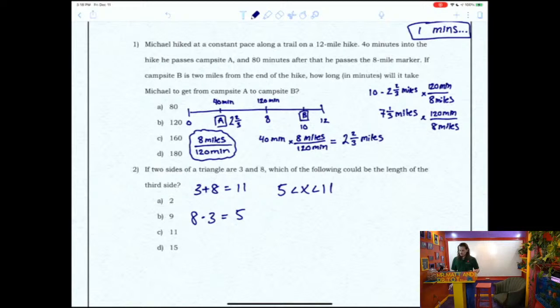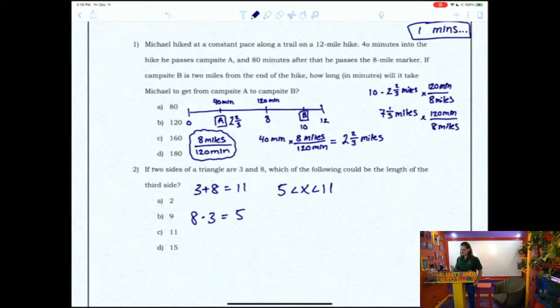Okay, so for number one, if he hiked along a 12-mile hike, the key here is really to draw a diagram. So if we represent the hike on a number line from 0 to 12, and 40 minutes into the hike, he passes campsite A. In the first notch, I'm going to label that point A, and on top of it, I'm going to write 40 minutes, because that's the only information I know corresponding to that point in the hike.